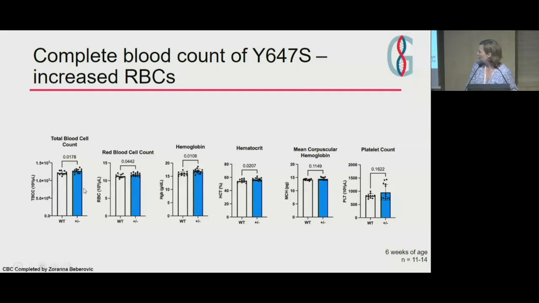Okay, great. So we see increased red blood cell numbers, increased hemoglobin and hematocrit, and increased platelets. This might indicate that in the blood cells, the Y647S is acting in a gain of function manner. The reason I say that is that the knockout caused kind of an opposite phenotype with fewer platelets, for example, but the red blood cell phenotype was actually pretty surprising.